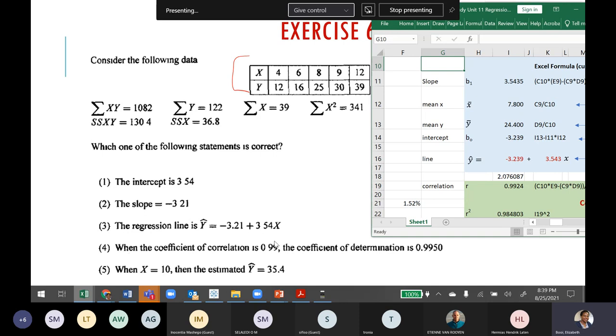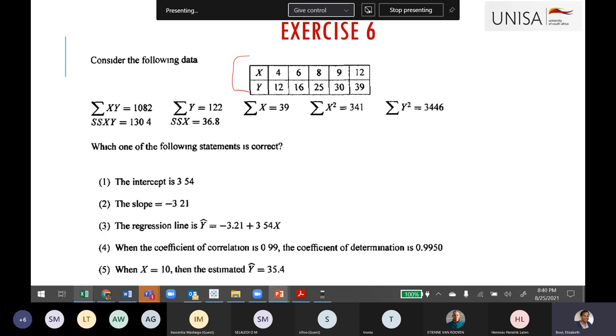And then the next one says the coefficient of correlation is 0.99. It is correct, but the coefficient of determination should be 0.98. So that is incorrect. And if X is 10, remember here on your spreadsheet, if you have downloaded it, you can just go and replace the last value with 10 and press enter, and that is 32. That should be 35. That it says 35, it should be 32. So this is the correct answer.